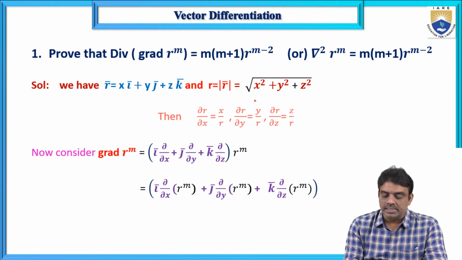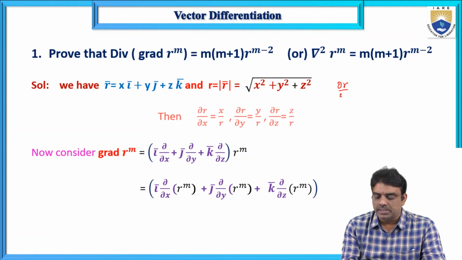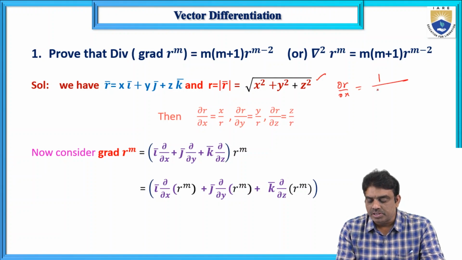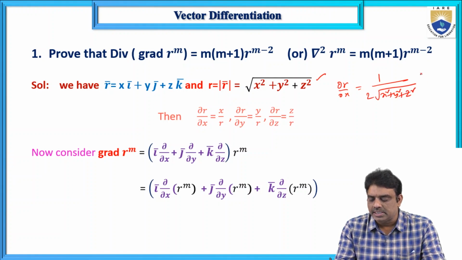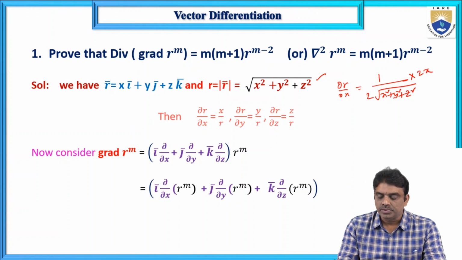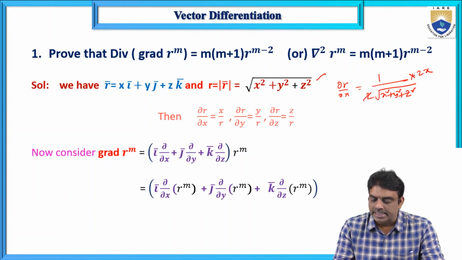Then dou r by dou x is x by r. Dou r by dou x means, on differentiating partially with respect to x, the derivative is 1 by 2 root of x square plus y square plus z square into 2x. X square has derivative 2x, y square derivative 0, z square derivative 0. So 2 gets cancelled.